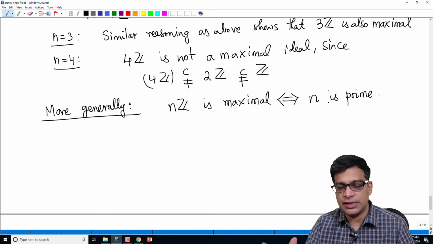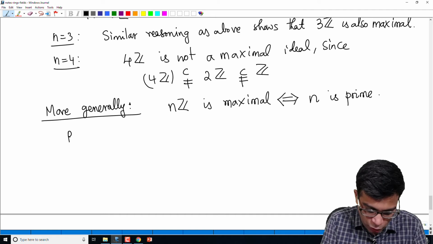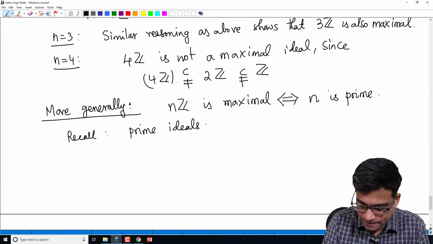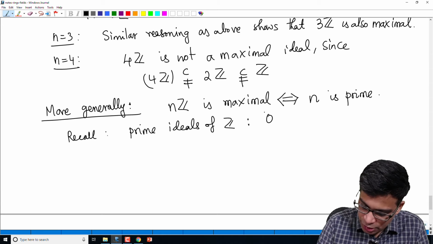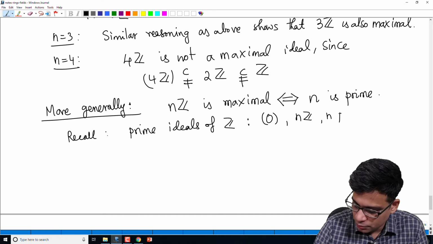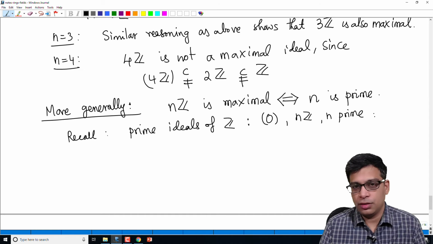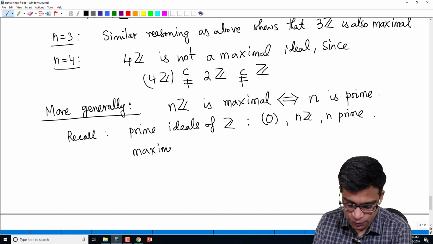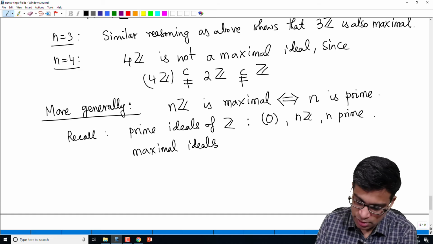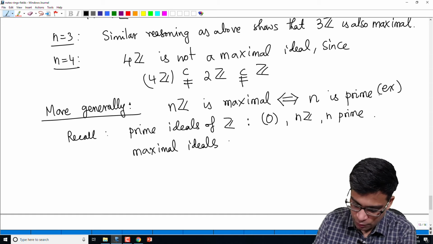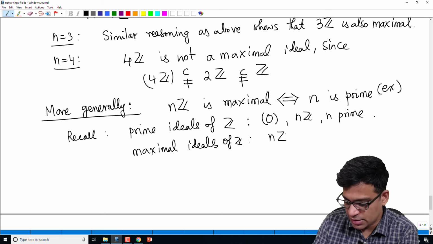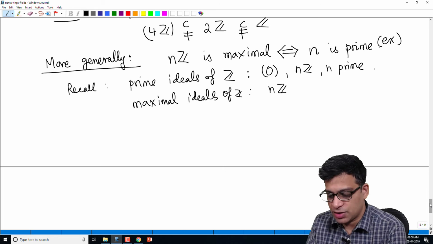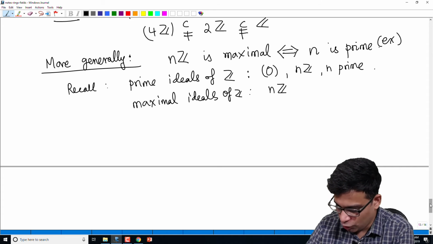So if you compare prime ideals and maximal ideals in Z, recall prime ideals of Z are 0 and nZ where n is prime, right? There was this additional prime ideal, 0 is a prime ideal of Z. What are maximal ideals of Z, which we just computed by this exercise? So this is an exercise for you. What are maximal ideals of Z? These are just nZ. So every maximal ideal is in fact a prime ideal, but there is a prime ideal that's not a maximal ideal, and so that is not an accident.